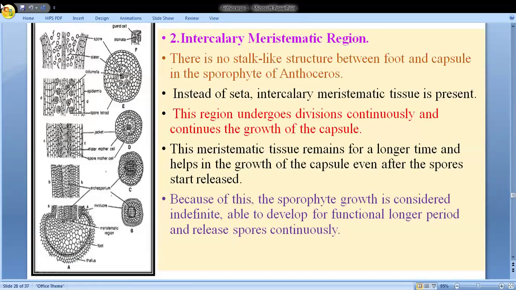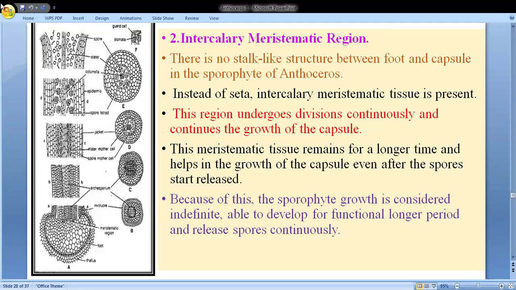Instead of a theca, intercalary meristematic tissue is present. This region undergoes divisions continuously and continues the growth of the capsule. So that's why the capsule grows from the base onwards. This meristematic tissue remains functional for a longer time and helps in the growth of the capsule even after the spores start being released.